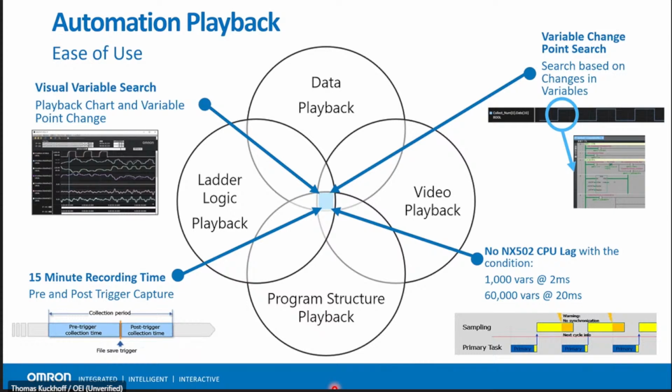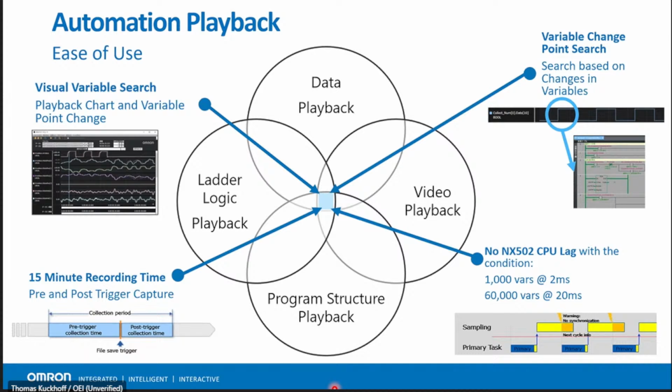The last one is the NX5 has the capability of recording up to 15 minutes of data, ladder logic, video, and program structure. And that event trigger can be anywhere in that 15 minutes. So if, let's say, in the ladder logic, something is completed, we want to save that data, it can save up to 14 minutes and 59 seconds of all that data prior to that recording. So in that 15-minute window, you can set that event trigger anywhere in there. So if you wanted 14 minutes and 59 seconds of after event triggered recording, you've got that option as well.